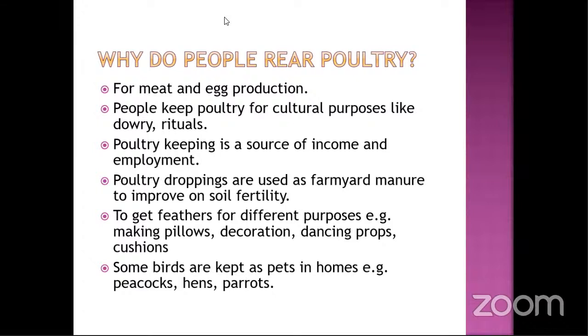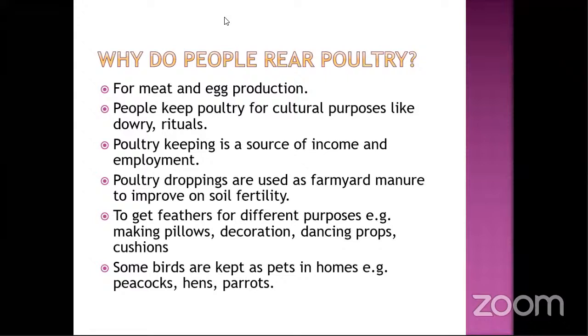I have written about examples of poultry or types of poultry, why do people rear poultry, and terms used in poultry rearing. Okay, that's good. That is draw an internal features of a bird diagram, importance of each part on a bird.